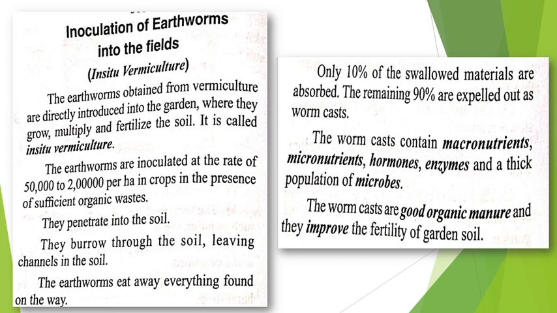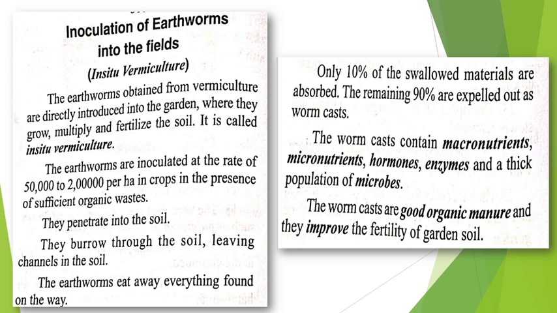The earthworms are inoculated at the rate of 50,000 to 2 lakh per hectare in crops, in the presence of sufficient organic waste. They penetrate into the soil because they have soil digging capacity. They burrow through the soil, leaving channels in the soil. The earthworms eat away everything found on the way, and only 5 to 10% of the material ingested is absorbed into the body, and the remaining 90% is excreted as vermicasting.